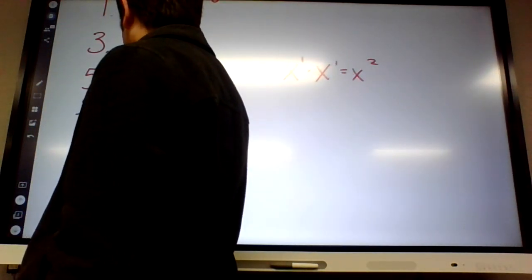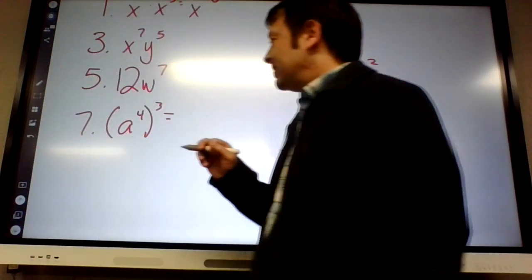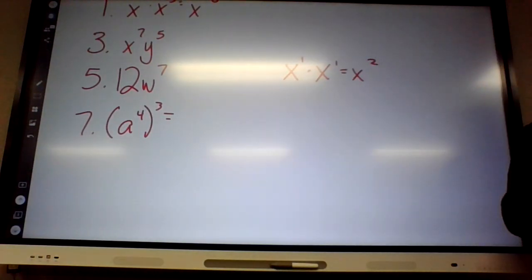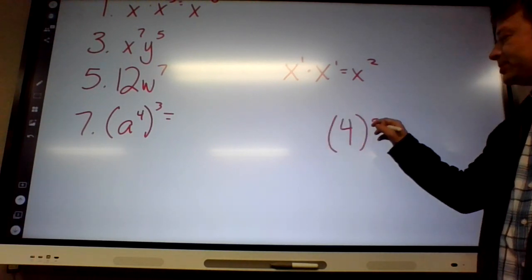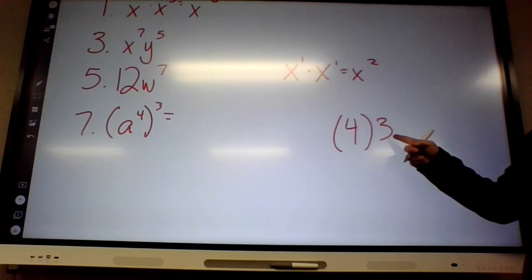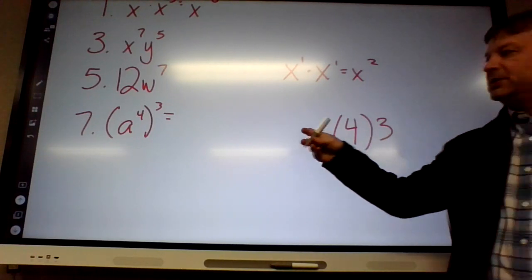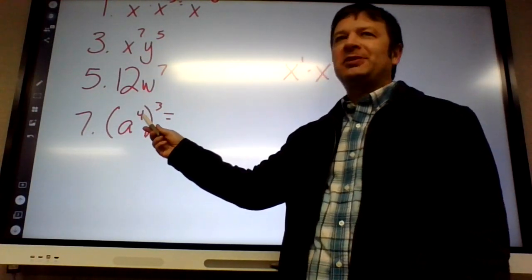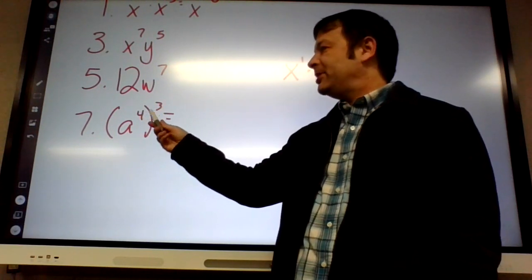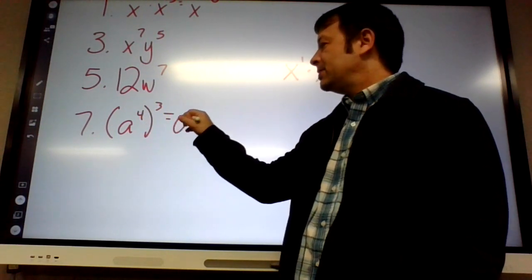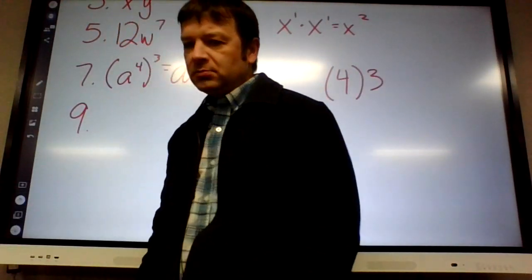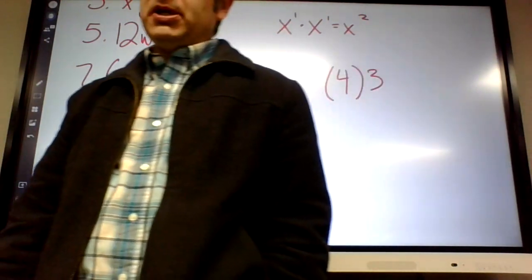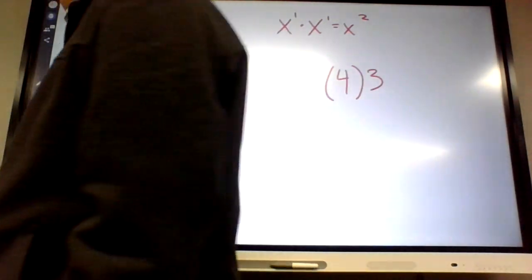Okay, number 7 is different. You guys see what's different on 7? There's parentheses. Right, parentheses. We have a power to a power. Now, normally when you have normal numbers with parentheses, what does that mean? You just multiply. And with exponents, it happens to be the same thing here. So a power to a power is multiply. So it is a to the 12th.